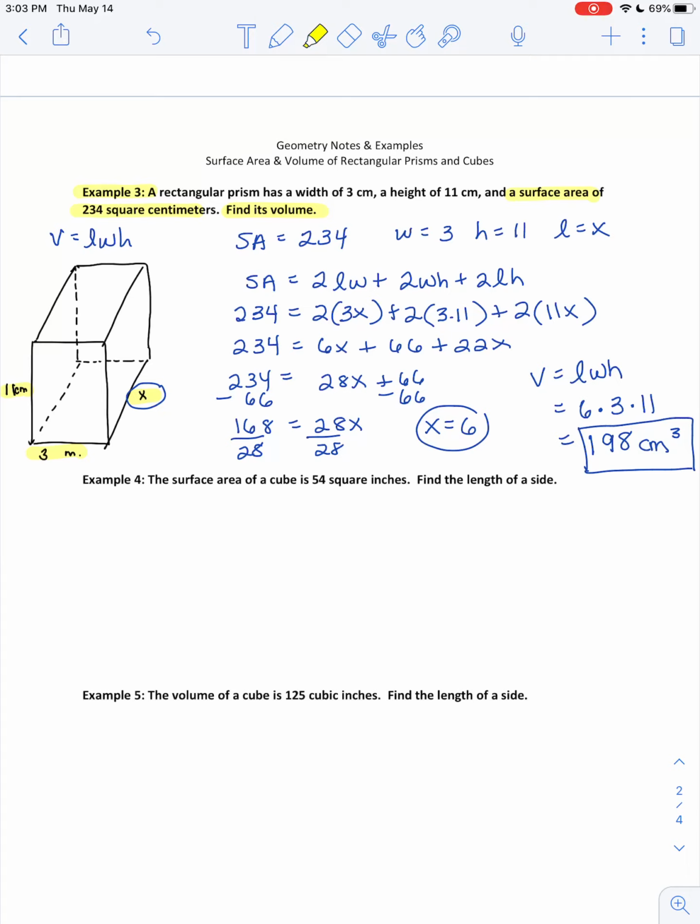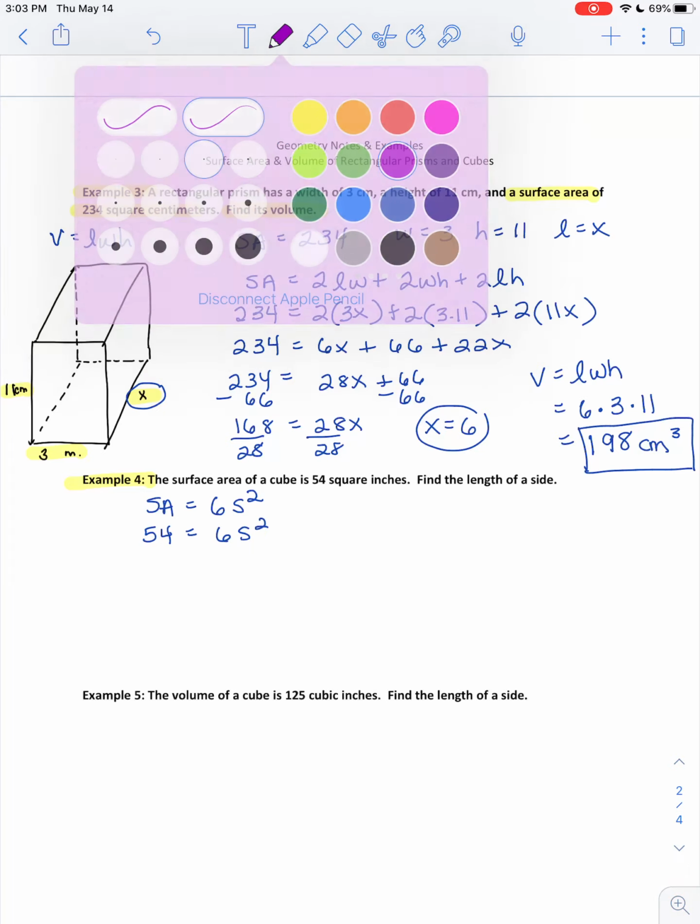All right, and just a couple more. Example 4, back to the cube. The surface area of a cube is 54 square inches. Find the length. So now we're going to work backwards. We know the surface area. I'm going to start by jotting down the formula for the surface area of the cube. 6s squared. Plug in what we know. The surface area is 54, so I'll replace SA with 54 equals 6 times s squared.